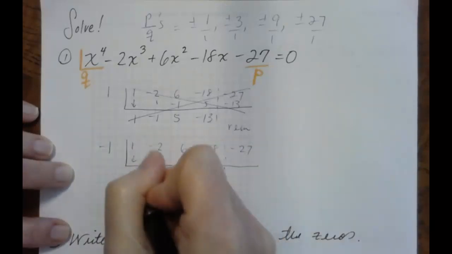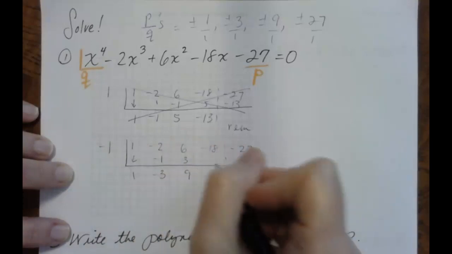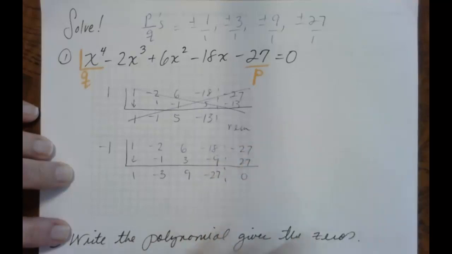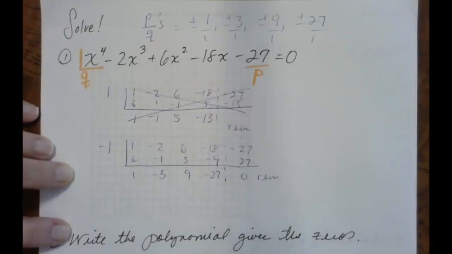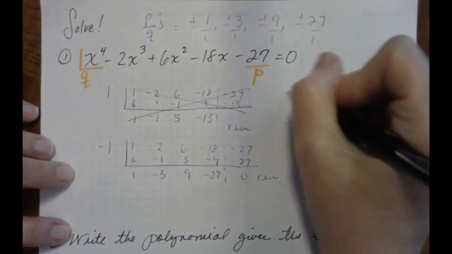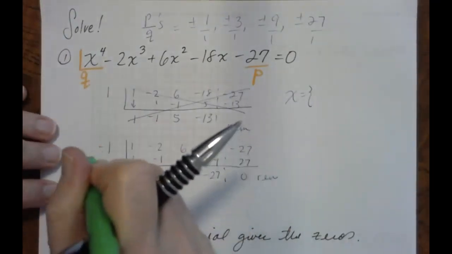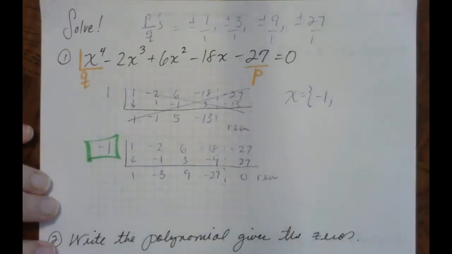Here we go. Bring down the 1, negative 3, 3, 9, negative 9. And here's our winner right here. Remember, we want a remainder of 0. If we get a remainder of 0, we know we indeed have a factor. Therefore, our first 0 is this guy right here. He's a winner. So negative 1 going right up there.